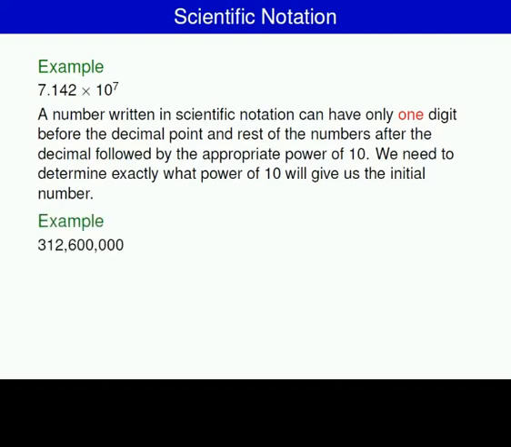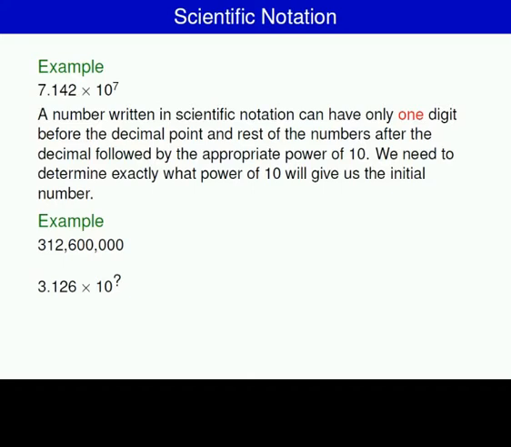So let's look at this example. We have 312,600,000. So we have 1, 2, 3, 4 significant digits: 3, 1, 2, 6. The first one is 3. So the form this is going to look in scientific notation is this. First significant digit 3 followed by the decimal, then the rest of the digits follow: 1, 2, 6. All we need to decide is what power of 10 we need to put here.